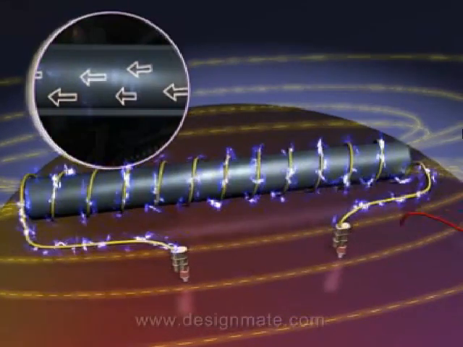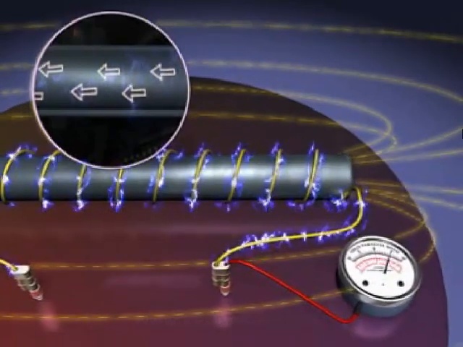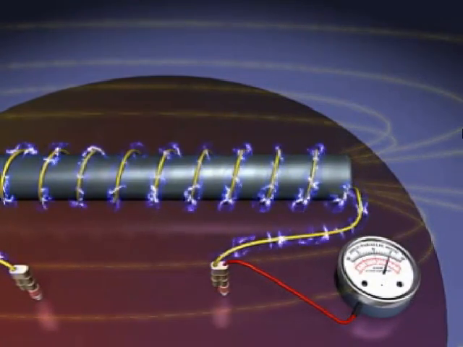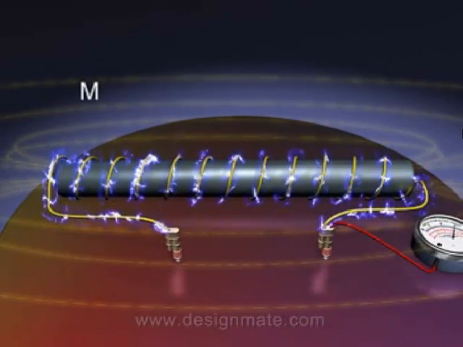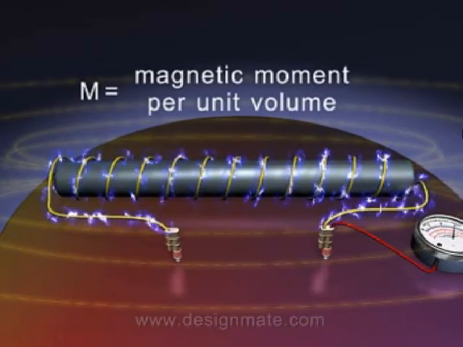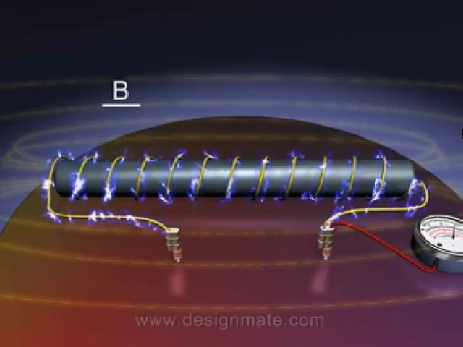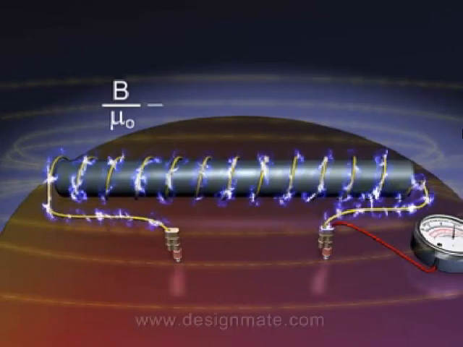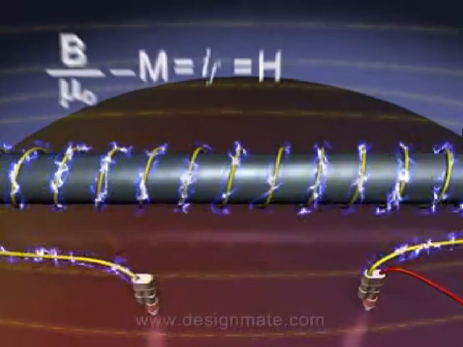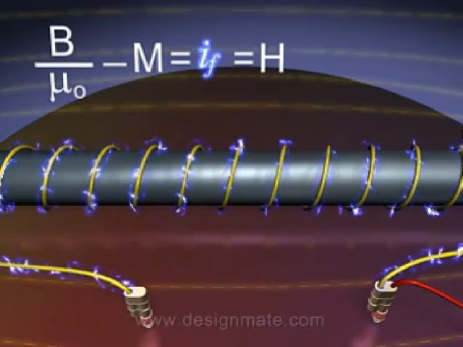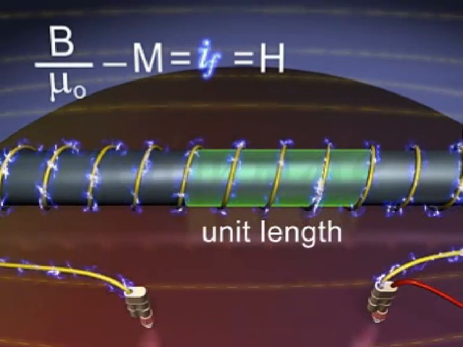One can measure the value of the induced magnetic moment by an instrument called magnetometer. Knowing the volume of the rod, we can evaluate M, the magnetic moment per unit volume. We already know that B/μ0 − M = I_f = H, where I_f is equal to current passing through unit length of the solenoid.